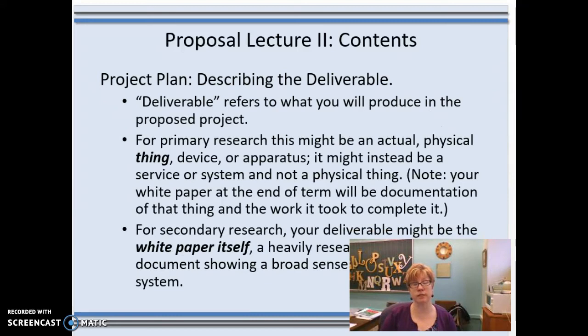So the deliverable is the thing that you're going to produce, whether it's a service, an actual widget that you're building, or if you're doing secondary research, you're going to provide simply a large report on a topic. Okay? The device or apparatus, your white paper at the end of the term will be documentation of the thing. Okay? If you're doing secondary research, the white paper itself is the thing. And so your white paper is something quite different than the others. Okay, so one is describing a widget, the other one is describing what other people have to say on the topic.